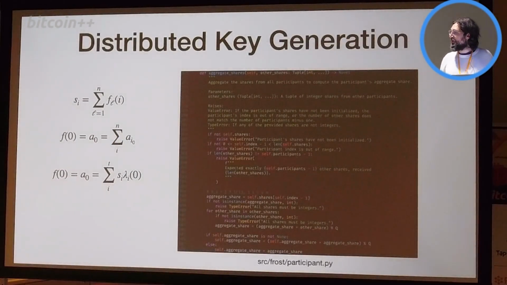So in code, most of this is just some validations, but really all that's happening here is we're iterating to aggregate the shares. We iterate over each share and add them together.